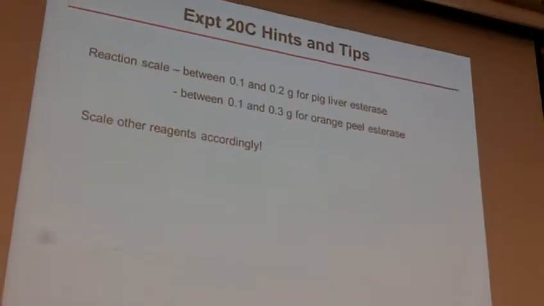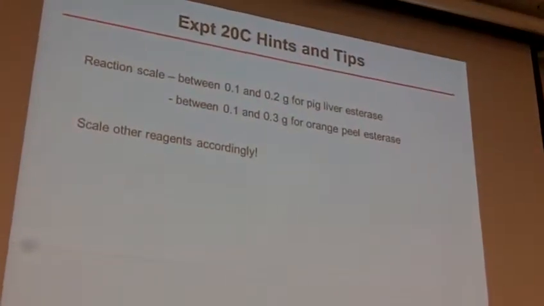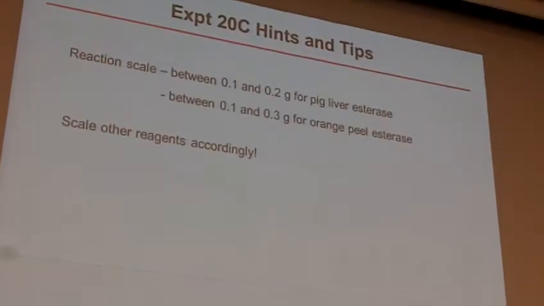First of all, hints and tips. Those of you who have done 20C, lay back, take a 5-minute nap here. You'll be running this reaction on either a 0.2 gram scale for pig liver esterase or 0.3 for orange peel. You can scale that up accordingly, depending on how much you've got.